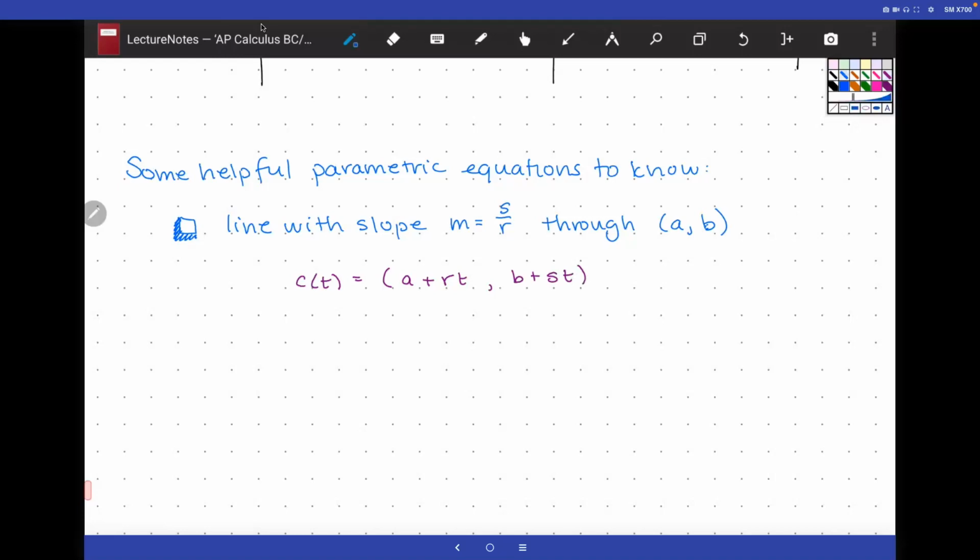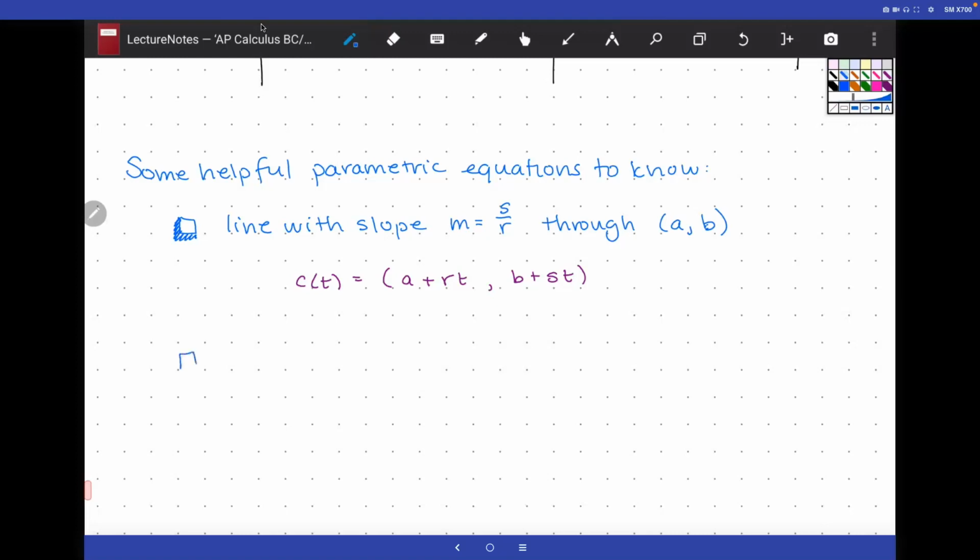And if you think about it, it makes sense. So when, for instance, t is 0, we're going to have the point (A, B). So that's what's going to get us to go through this point. And then from that point, when t equals 1, that increases the x coordinate by r, and it increases the y coordinate by s. So the change in y over the change in x is s over r. It makes sense. If you make a table of values, you'll see it. So that's one to know.